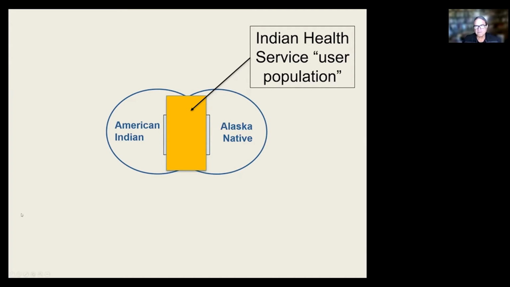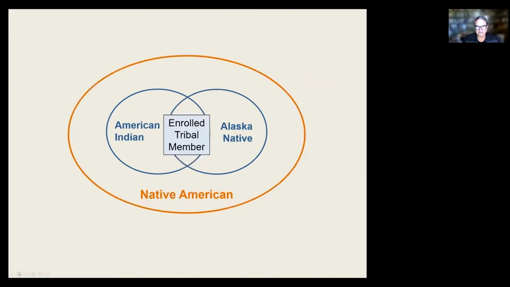If we look at data from the most recent US Census in 2020, there are 9.7 million self-identified American Indians and Alaska Natives. So we're nearly 3% of the US population, but the IHS user population is only about 2 million. So less than 25% of the American Indian Alaska Native population is actually captured in the IHS database. Something to keep in mind is that the IHS database does not reflect all American Indians and Alaska Natives.